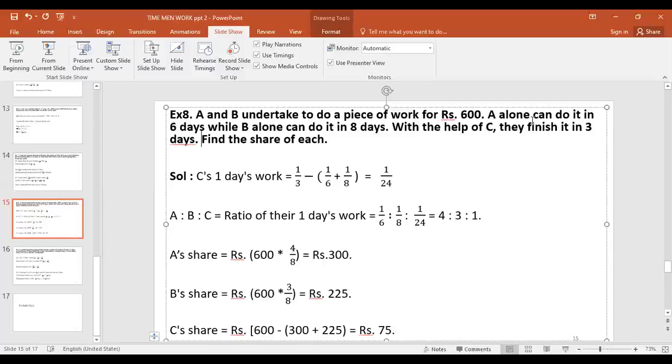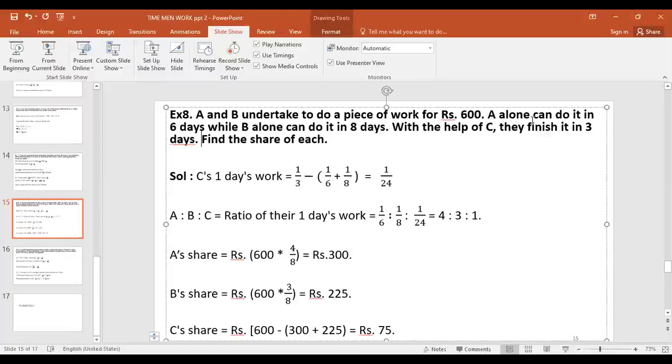So similarly, A and B is already given clearly. That is A's time taken is 6 days, B's time taken is 8 days. So now ratio of their 1 day's work is 1 by 6, 1 by 8, 1 by 24. So now what is the LCM of 6, 8 and 24? 24. So now multiply that ratio by 24, you get 4:3:1. This is their efficiency ratio.